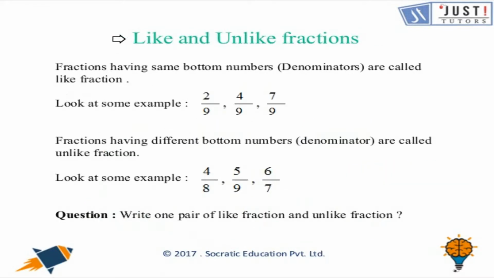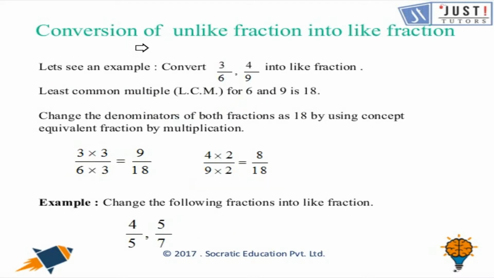Alright, let's move ahead and talk about what are like and unlike fractions. As the name suggests, like fractions are somewhat similar. So fractions having the same bottom numbers or the denominators are called like fractions, and fractions having different bottom numbers or denominators are known as unlike fractions. So you can go ahead and write one pair of like fraction and unlike fraction having a look at the examples given above.